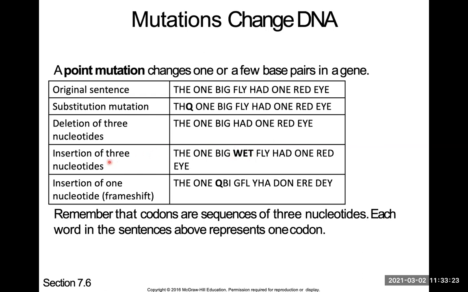So that's insertion. The very, very dangerous one is this one. It's called frame shift mutation. This one here, again, let's read the wild type again. The one big fly had one red eye. So you still had the one, but then a single letter got inserted and it just shifted the whole sequence. It shifted everything. Now this is just gibberish. It makes no sense. So this is a very dangerous, lethal type of mutation. And then again, remember that codons are sequences of 3 nucleotides. So 3 nucleotides make a codon.